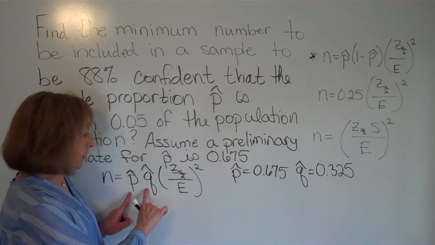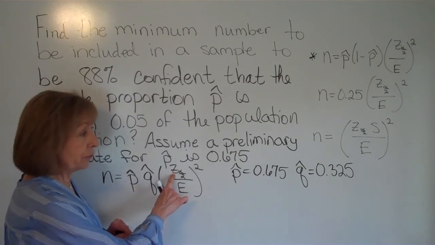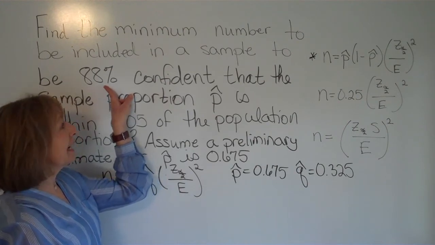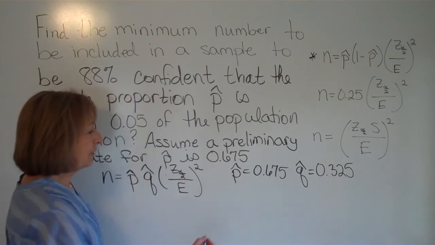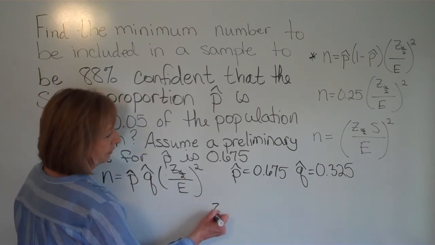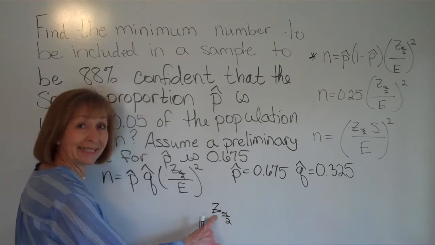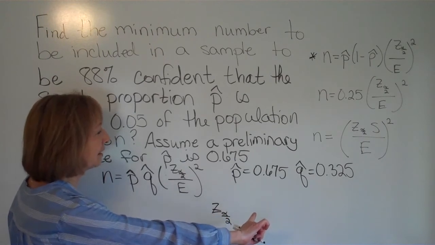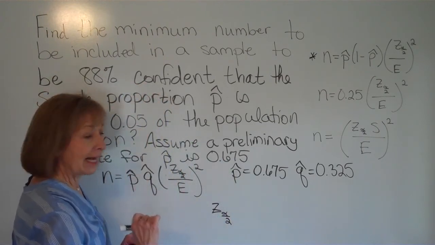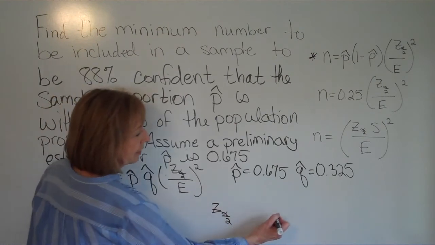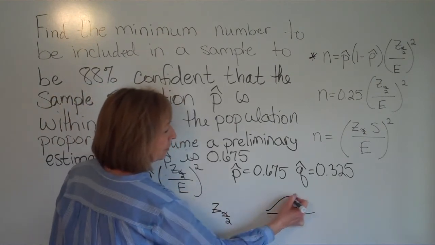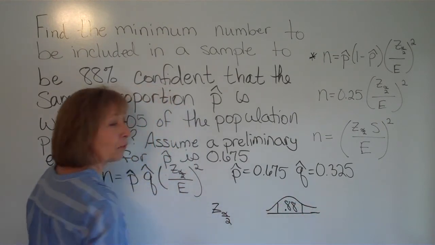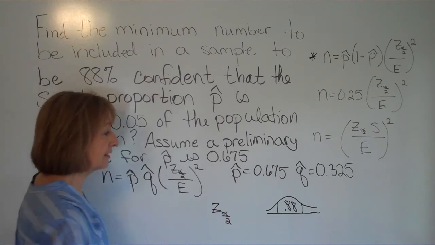So I've got those numbers. Z sub alpha over 2, we're going to get by doing some work with this information of the 88% confident. When we're looking at the Z sub alpha over 2, remember that's the Z-score, so that when I look at the area that's left over from our level of confidence, I divide that by 2 in one of the tails. So you want to think of the normal distribution. The 88% is in the middle for your confidence interval sorts of questions.